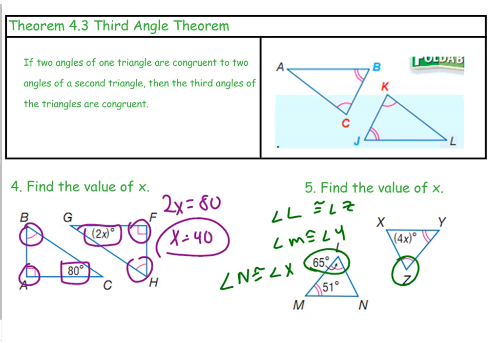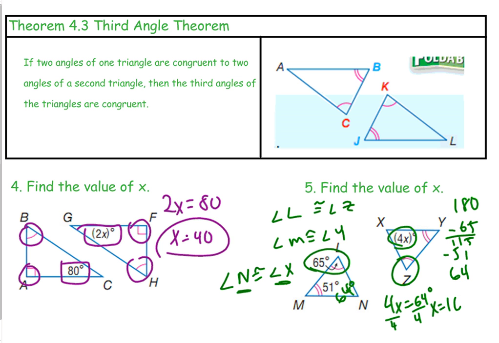So if I need to figure out the value of x, I need to do a little work here because x matches up to n. Okay, I know that the angle x is 4x, but I don't know how big angle n is. So I've got to do a little subtraction again. So 180 minus 65 minus 51. So 180 minus 65 is going to be 115 minus 51 is going to be 64. So this angle is going to be 64 degrees. So x is going to be 16. X is going to be 16 there.